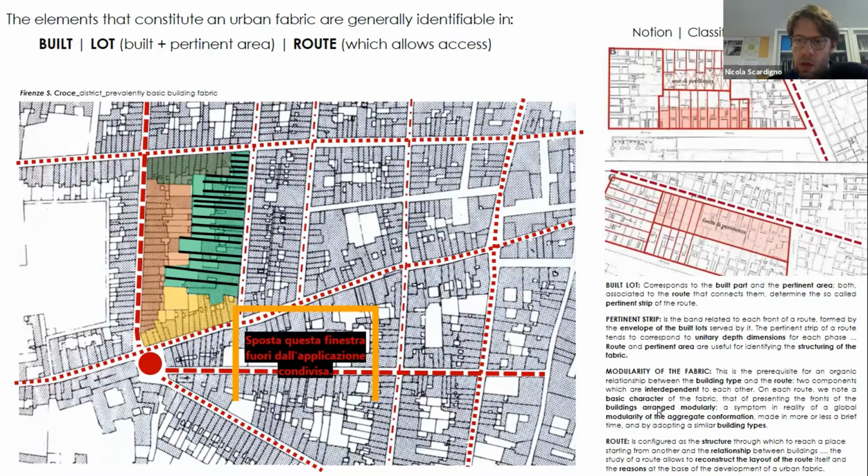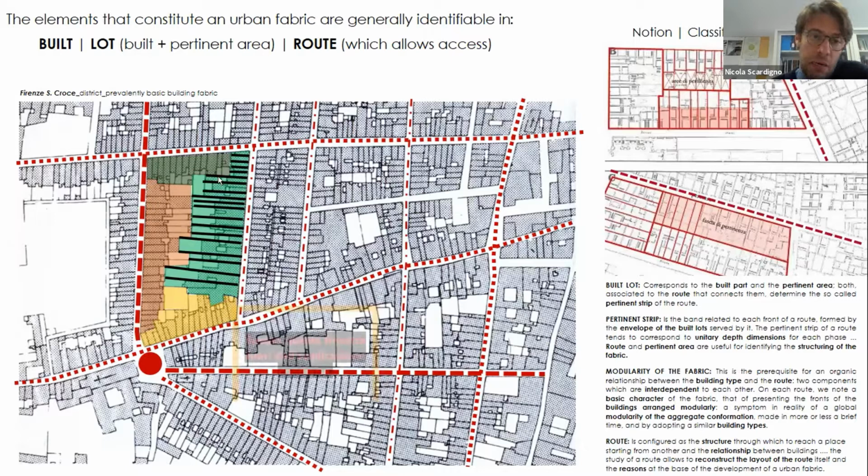Another very important aspect of the fabric is the modularity of the fabric. That is a kind of prerequisite for an organic relation between the building type and the route, which are two components interdependent on each other. On each route, we note a basic character of the fabric: the fronts of the buildings arranged modularly. So this is the modularity of the lots, which is a symptom in reality of a global modularity of the aggregate conformation, made in more or less brief time and by adopting a similar building type. So this is very important.